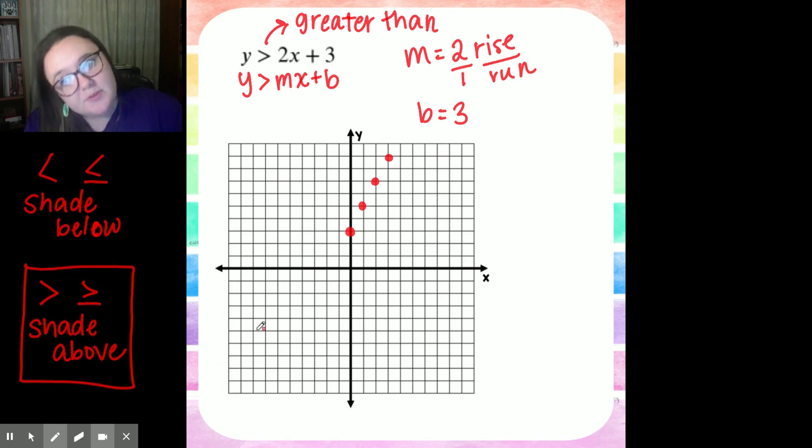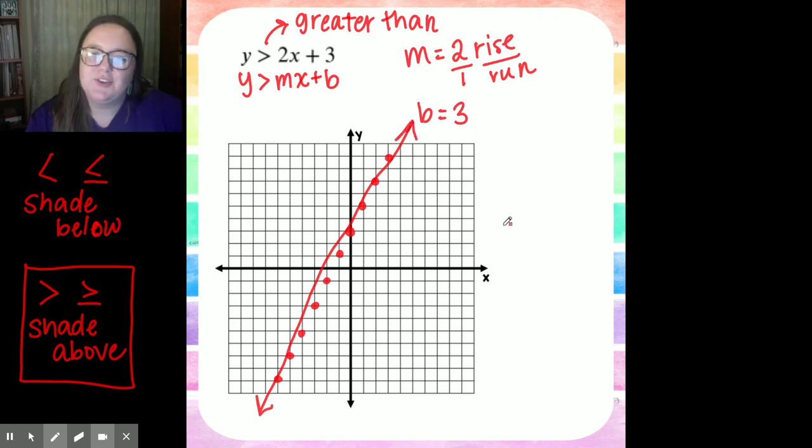Then I'm going to go the opposite direction. That way I know that the points extend down here. Down 2, left 1. Down 2, left 1. Continue that pattern to keep going, as many points as I can get on this graph. There we go. And I am going to connect them. A little bit off, that's okay. I connected those dots.